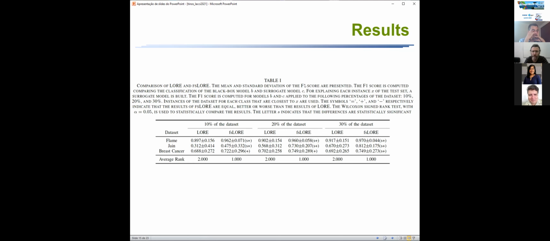Here are the results for the F1 score, and we obtain better results for LAR with fitness sharing. S means that the results are statistically significant, and we obtain better results in almost all experiments. In all experiments but two of them, the results are statistically significant when you use 10%, 20%, or 30%.